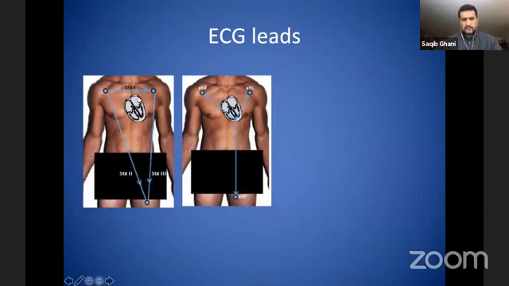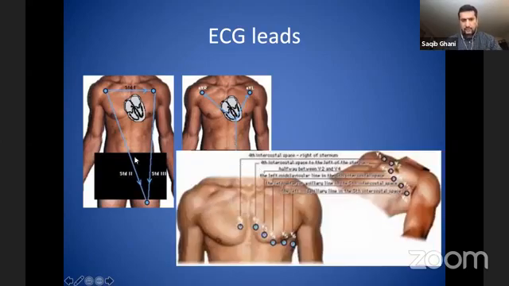There are limb leads as well. AVR, जो heart को looking from the right side. AVL, looking from the left side. AVF, looking from the bottom end. So depending on where you're looking from, you define which territory you're looking at.